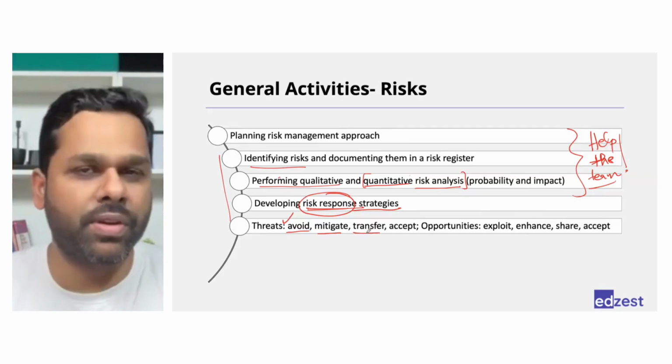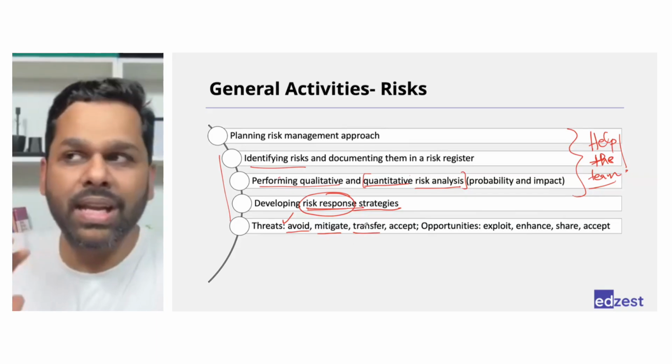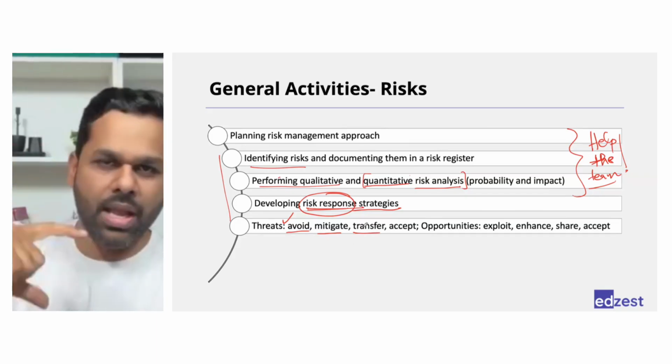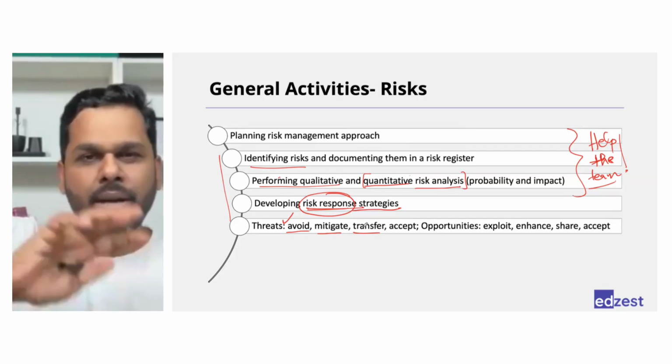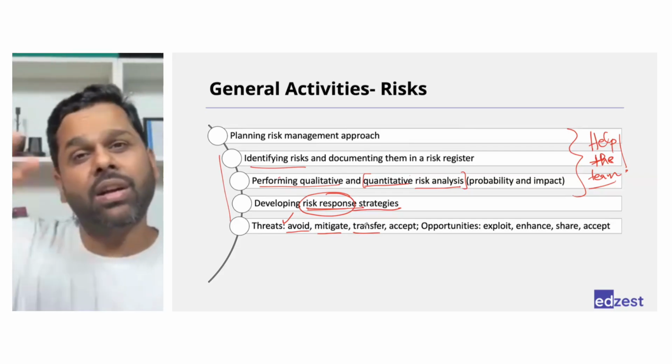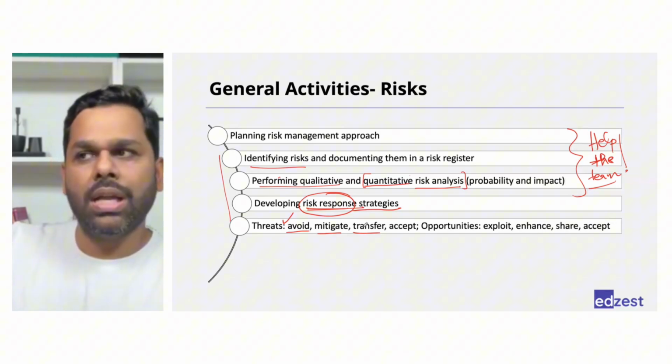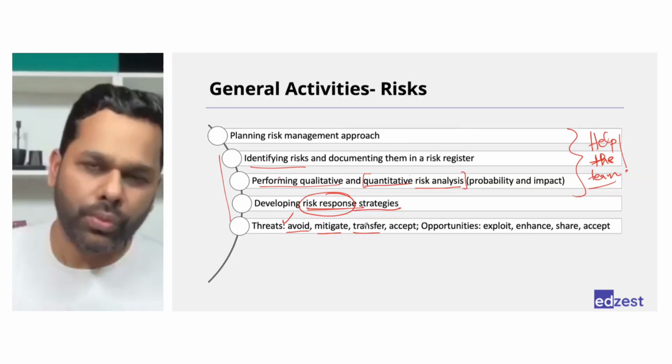Then something is called transfer. Transfer basically means finding out a third party. Customer is the first party, you are the second party. The project is happening between you two. Anybody else is a third party. Finding a third party, a supplier or an insurance company who could take that risk for you.